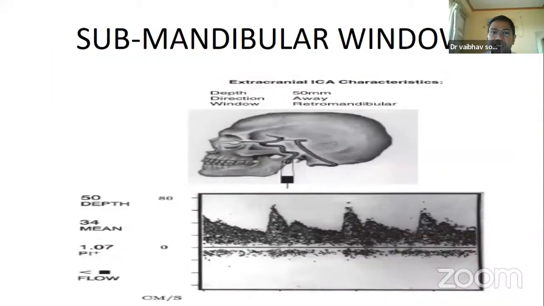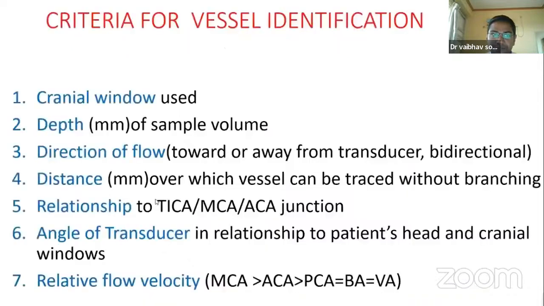Submandibular window. This is the graphical as well as pictorial representation of how to do the submandibular insonation, in which the depth should be kept at 50 mm and the direction is away from the probe. That's why it is showing the blue color, and the window is retromandibular, with the mean flow velocity of 34 and the pulsatility index of 1.07.